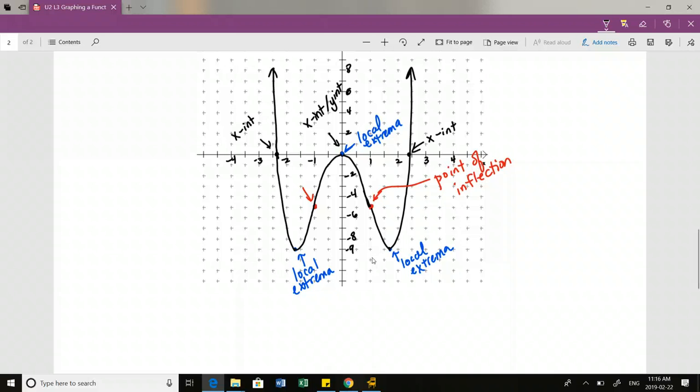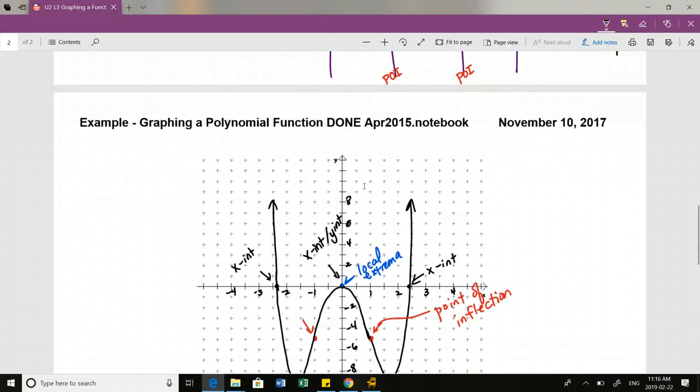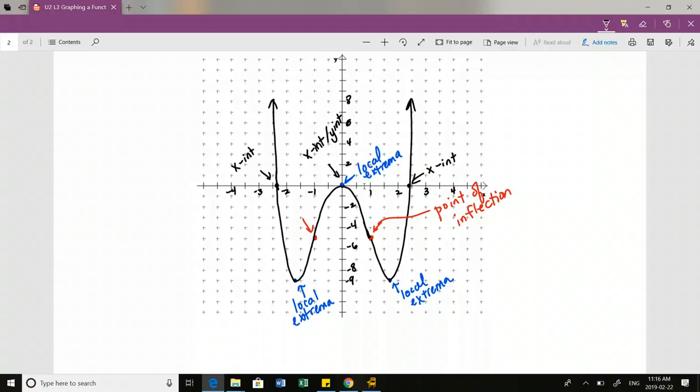Okay, one last thing. I just want to review to you the second derivative test and how we use it and why. Any questions on this before we move forward? Olivia. Okay.